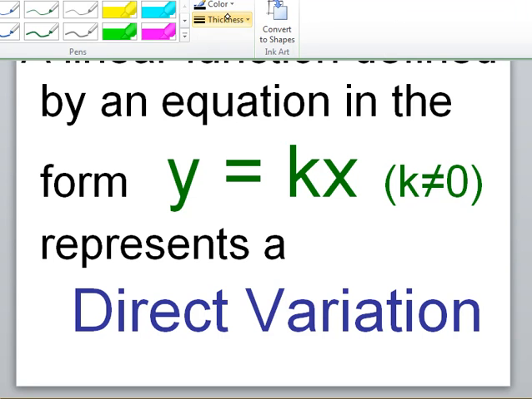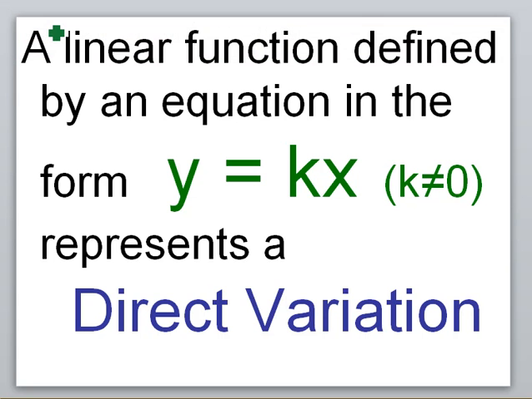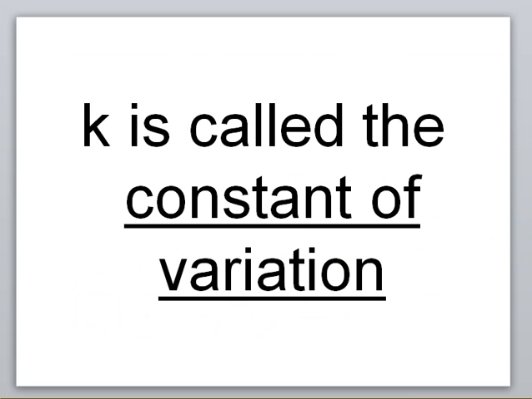What that means is it could be a 2, it could be a 3, it could be a -2, it could be anything we want it to be. It could be a -1, it could be a 1/2. But it always says y equals some number times x. That's direct variation. K is called the constant of variation.